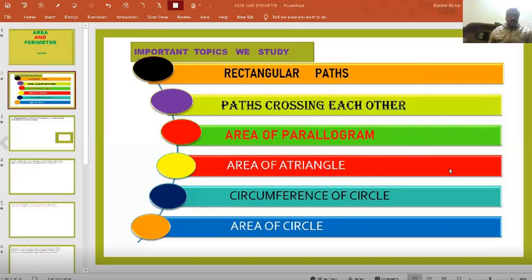In this chapter, the important topics which we study are rectangular paths. We will find out the area of rectangular paths, paths crossing each other, area of parallelogram, area of triangle, circumference of circle, and area of circle.